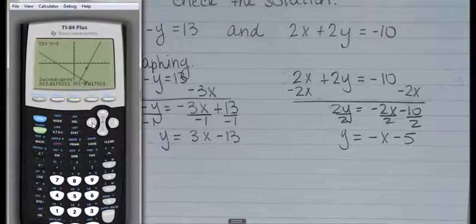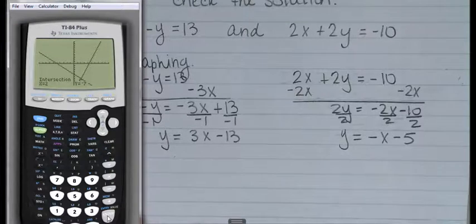Okay, now it's asking me, hey, are we on your second curve? Let's see. I can see the little cursor right there. So yeah, you're on my second curve. And then it's asking me for my best guess. So I'm going to go to where I think they're intersecting, about right there. And it tells me that my intersection is at 2, -7.